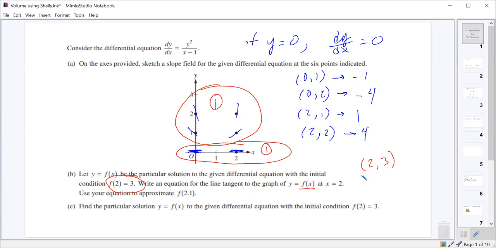How are we going to get the slope at that point, (2, 3)? Plug it into our derivative, right? Plug it into our differential equation because that gives us the slope. So if x is 2 and y is 3, what do we get? Should get, looks like 9. Yeah.